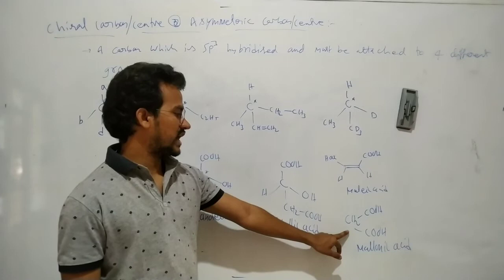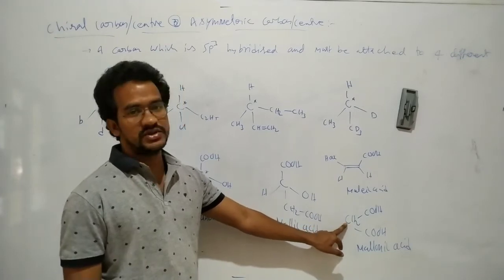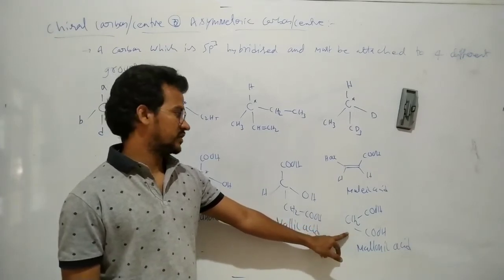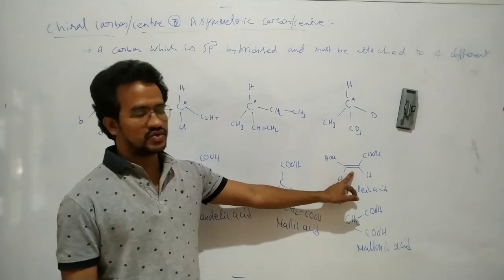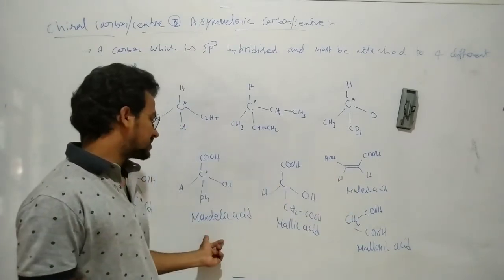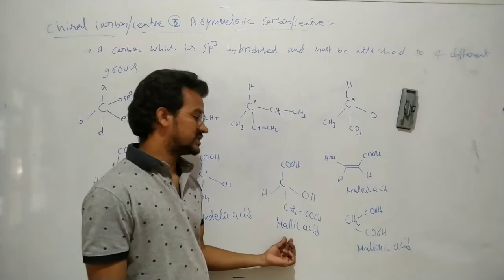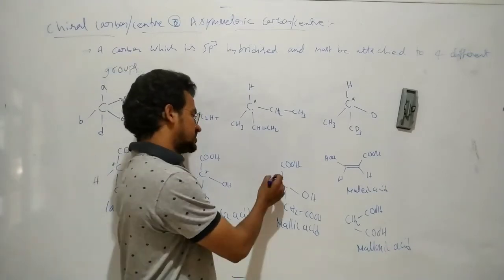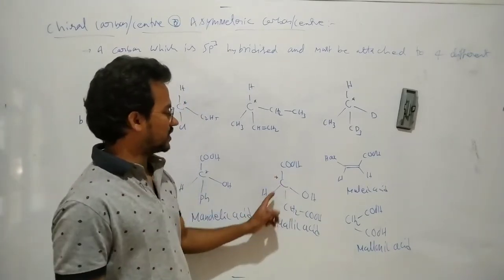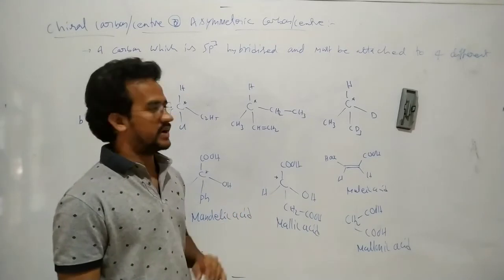Of course, malonic acid has no chiral carbon because this carbon is attached to 2 hydrogens, similar groups. In maleic acid, of course, the carbons are sp2, so no chiral carbon. Mandelic acid has a chiral carbon and malic acid has a chiral carbon. This one is attached to 4 different groups and is sp3 hybridized.